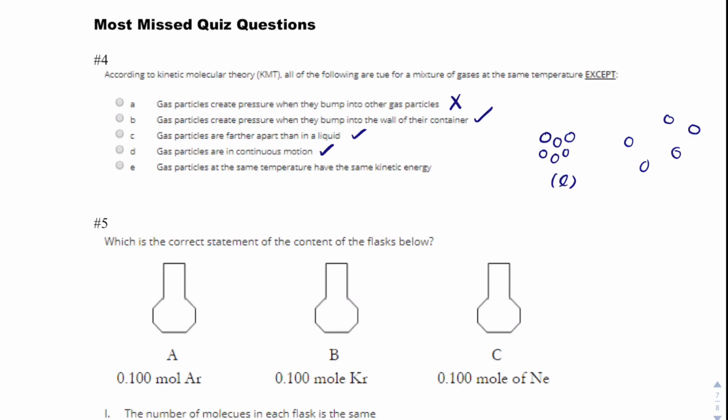Absolutely. And then gas particles at the same temperature have the same kinetic energy. And this has to be true. One thing that if you were in class and we were doing this, this would not be a tricky idea, but temperature is just a measure of kinetic energy. So if you're at the same temperature, by definition, you have to have the same kinetic energy.